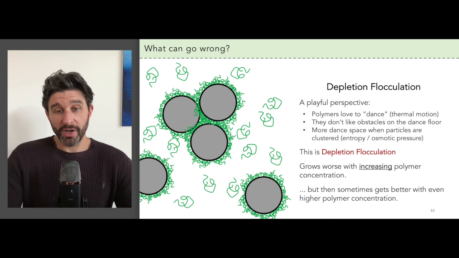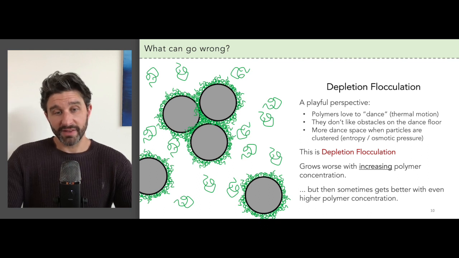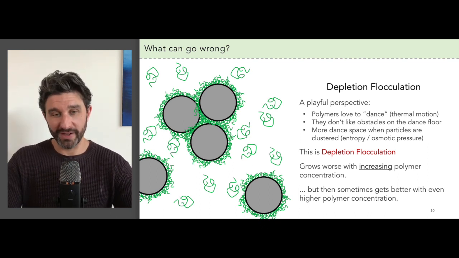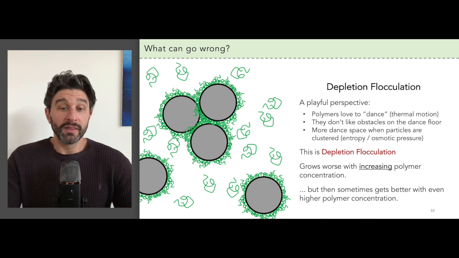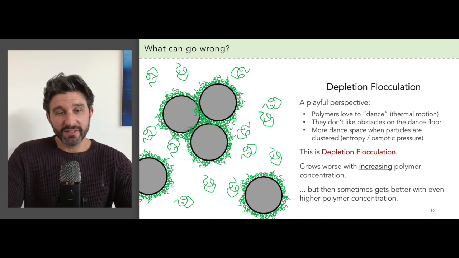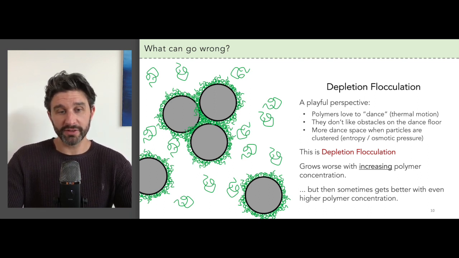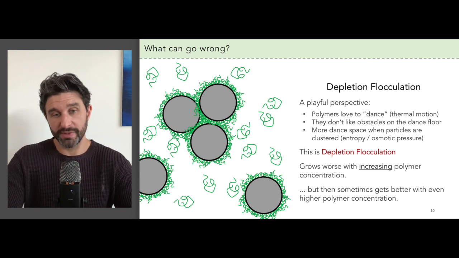A second kind of problem that can arise in these dispersions is depletion flocculation. A nice way to get an understanding of this is to think of the following playful perspective. The polymers, when they're in the solvent, love to dance. And you can think of this as a kind of wiggling motion where they wiggle their way through the solution. This is ultimately caused by thermal motion. It's the temperature of the system that causes the polymers to move around like this to explore their configurational entropy.